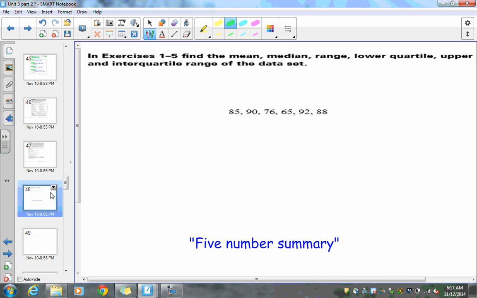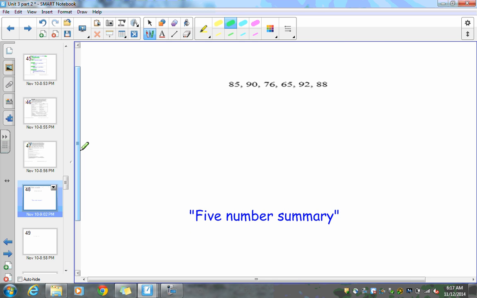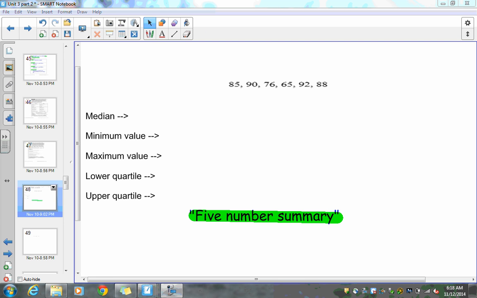All right. In this example here, we have 85, 90, 76, 65, 92, 98. What we're going to do is find what is called the five number summary. And here's what the five number summary is: it is the median, minimum value, maximum value, lower quartile, and upper quartile.